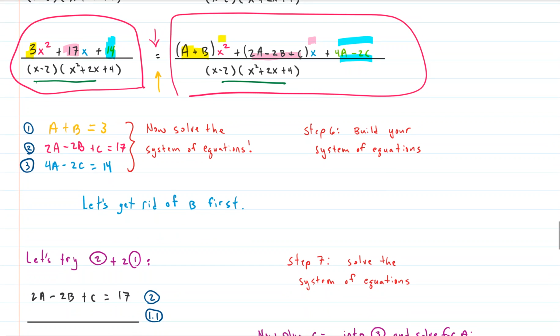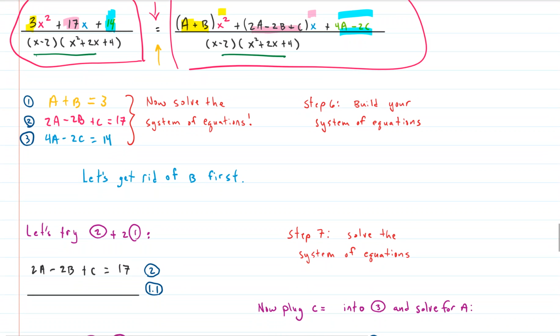So as we look at this, I think our first step should be to get rid of the b, because we can get rid of the b in equations 1 and 2, and then we can take that new equation that doesn't have a b and use equation 3 to solve for a or c. So let's do that. Let's get rid of b first.